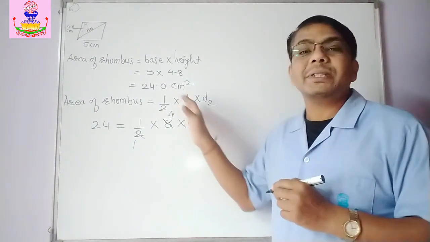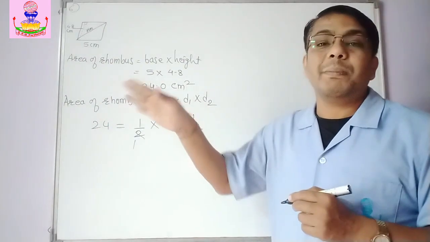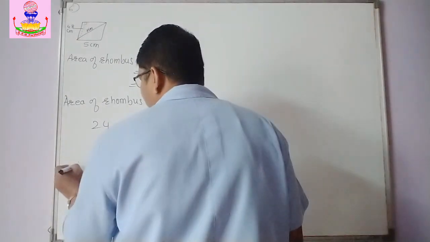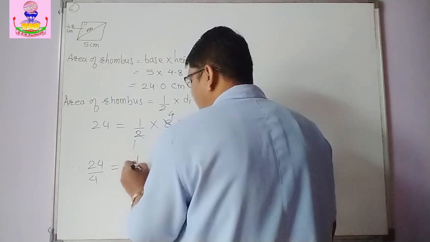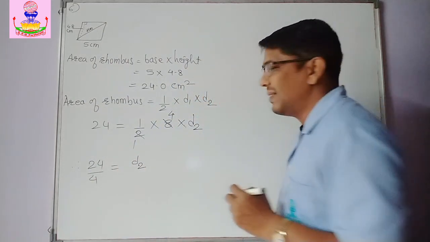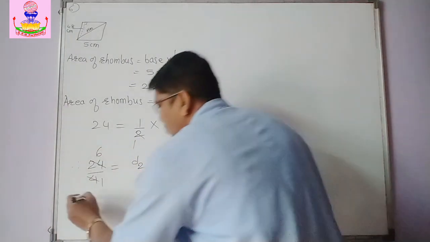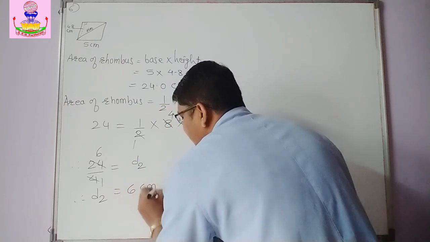Now, I want to find d2. So, bring this 4 to this side. When it comes here, the sign is multiplication. Opposite of multiplication? Yes, division. So 24 upon 4 is equal to d2. Okay, 4 1s are 4, 4 6s are 24. So d2 is equal to 6 centimeters.